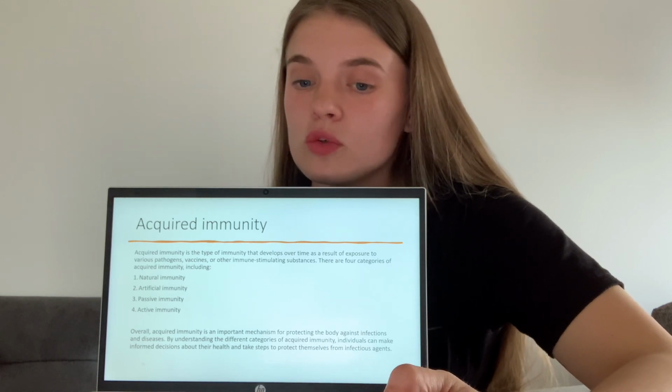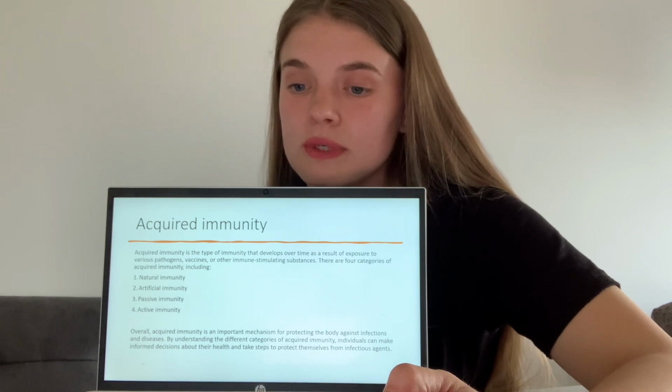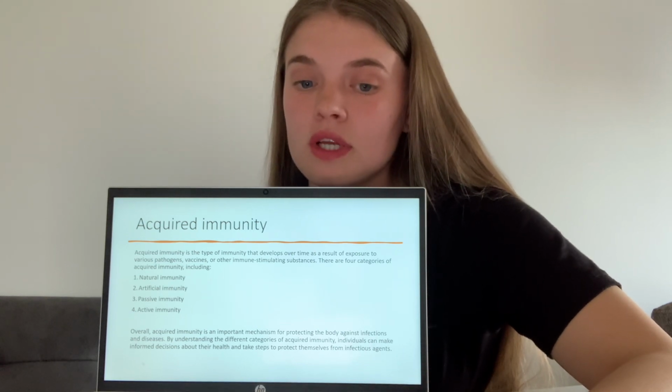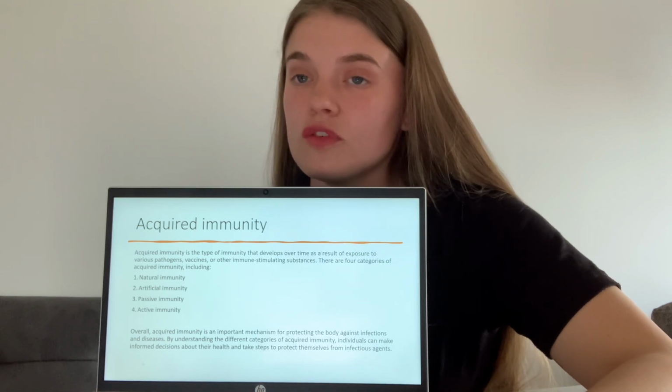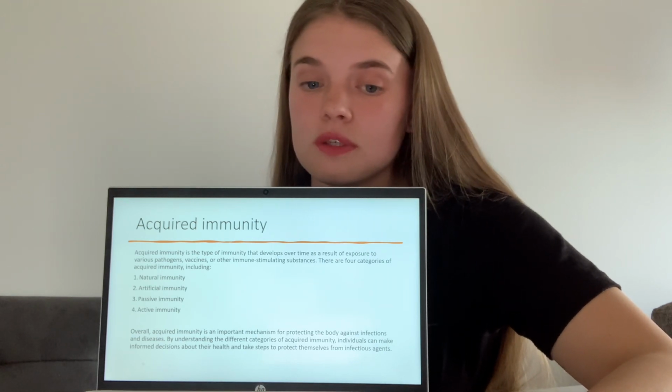Active immunity. This type of immunity is acquired through the activation of the immune system in response to an antigen or pathogen. This can occur naturally through exposure to a pathogen or artificially through vaccination or immunization.